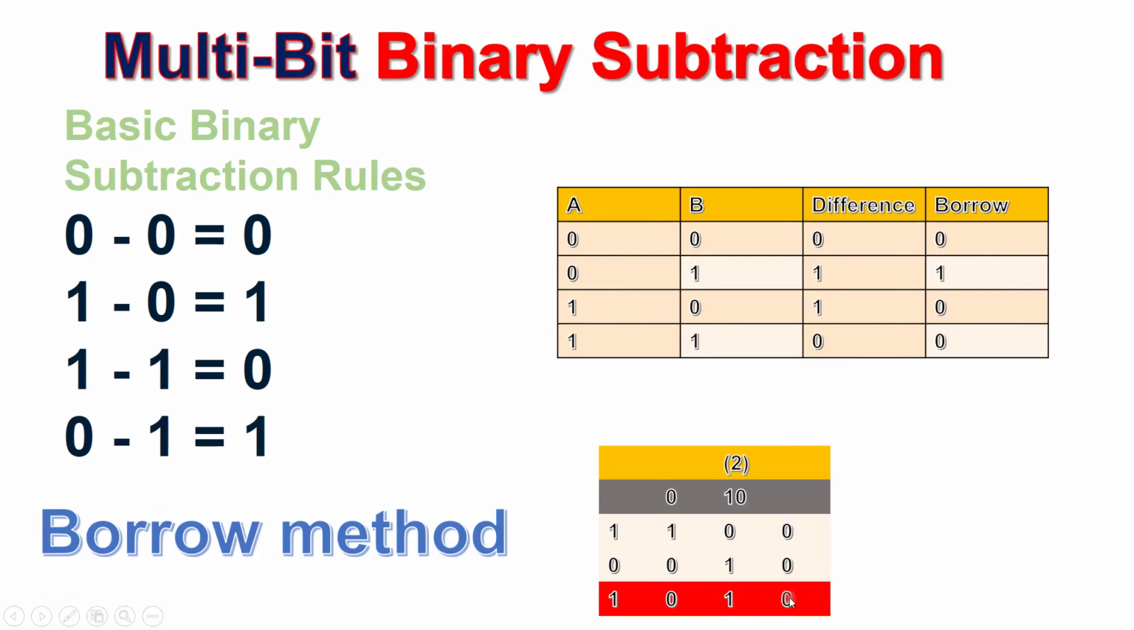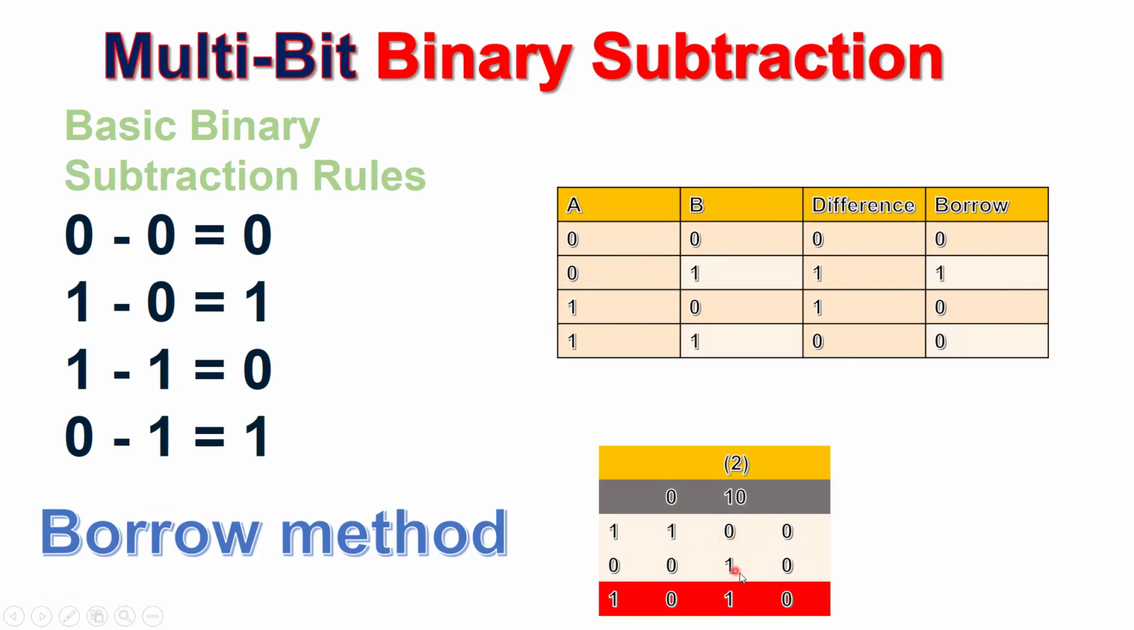The difference is 0. And since the numbers are equal in magnitude, this bit of number A doesn't have to borrow from the next bit. So borrow out and borrow in here is 0. Second bit. We move to the next column.